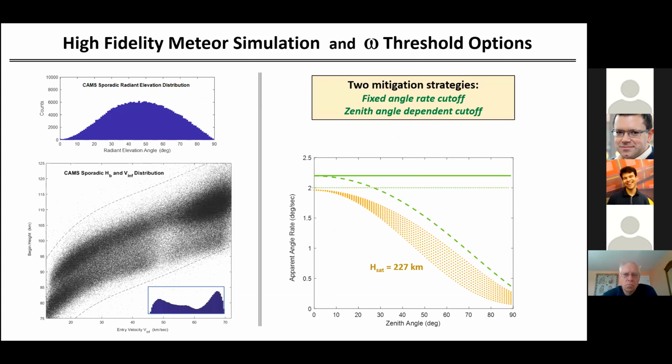To get a handle on possible mitigation strategies for discriminating meteors from satellites, one could use an angle rate threshold, either a fixed value or one that's dependent upon the zenith angle, where you require having astrometry to do that. So we ran a high fidelity meteor simulation where we used about 250,000 CAMS orbits, and we knew the radiant elevation distribution, the begin heights, the velocity distribution, threw that into a simulation to see just how many meteors we could potentially miss.